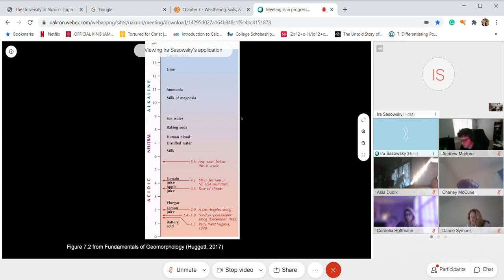Acid rain is anything where the pH is below 5.6. In some cases in the northeast of the United States, pH might be closer to 4. And remember, of course, the pH scale is a logarithmic scale. So as you go from pH 6 to 5, you're becoming 10 times more acidic.